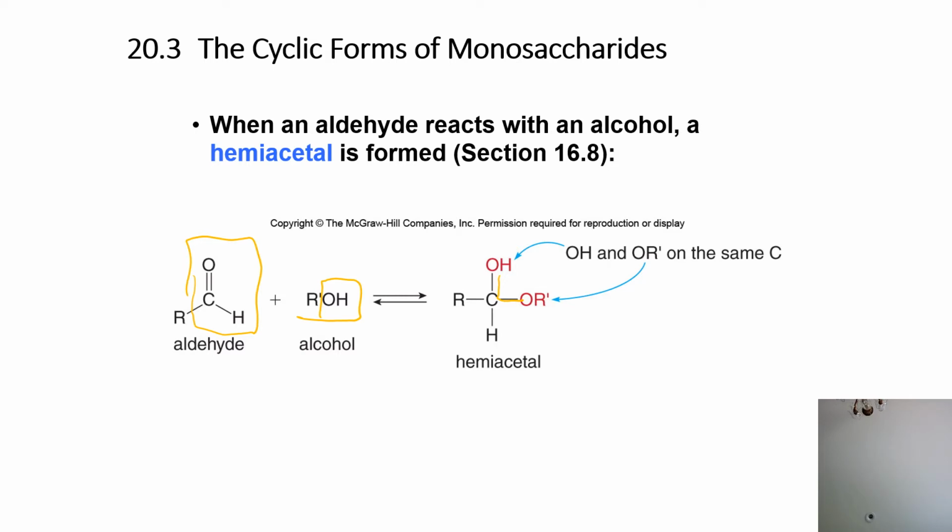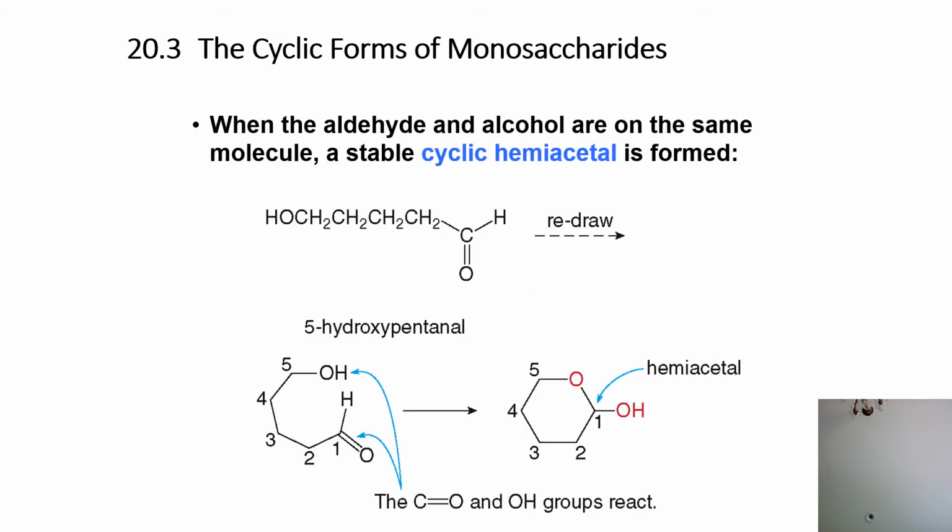Okay, so we have the hydroxyl group, and the oxygen attached to that. So this oxygen is found here. So they link through that, and we get this type of linkage here. So when the aldehyde and an alcohol are in the same molecule, they can form a stable cyclic hemiacetal. So what is meant by that?